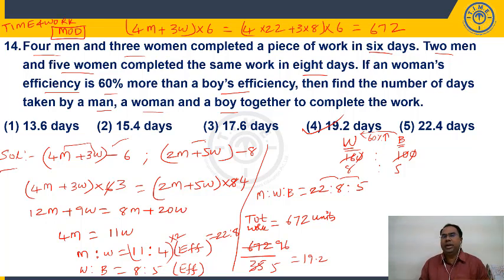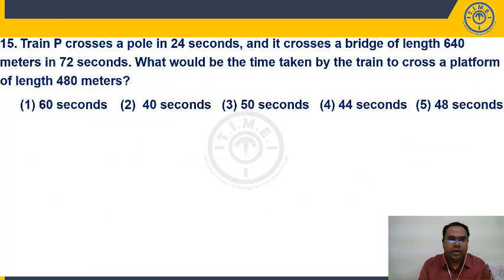All three, when men, women and boys are working, per day they are doing 35 units. So 672 by 35, 7 is a common factor. 96 by 5, that is nothing but 19.2 days. Right? Question number 15. Train P crosses a pole in 24 seconds.